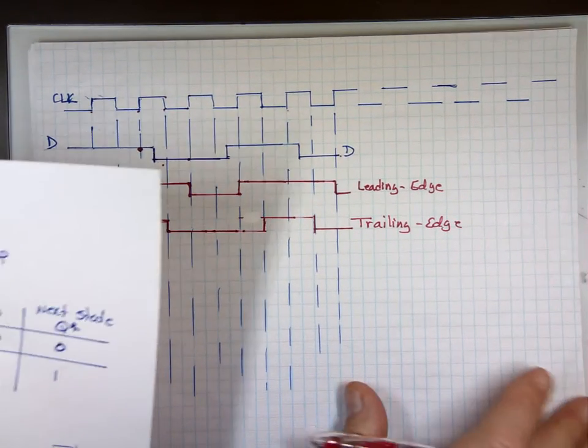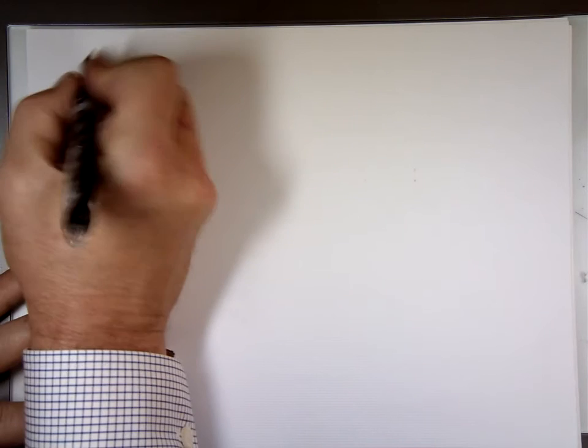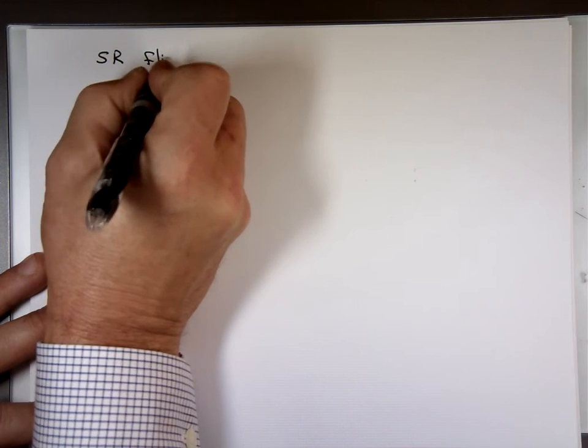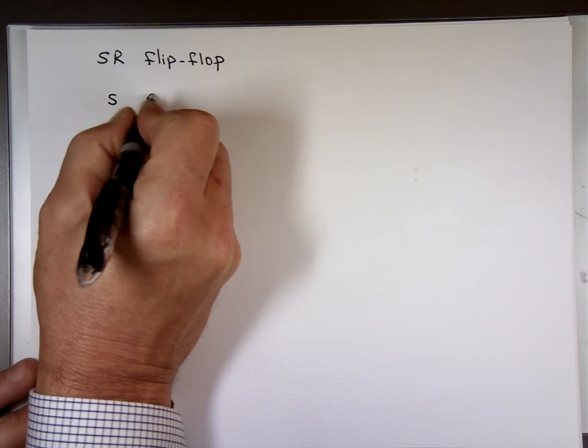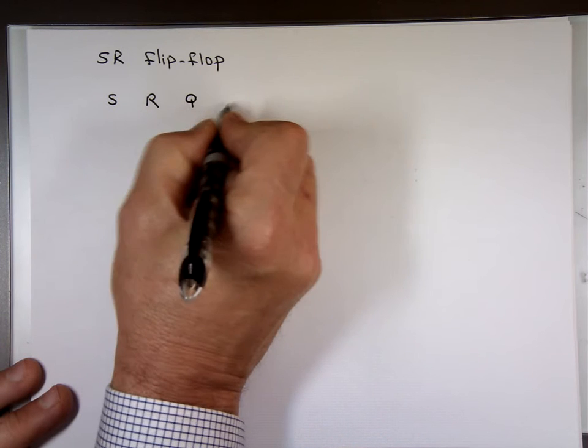So that's the D flip-flop. We also have other flip-flops on the market, SR and JK. So let's look at the SR flip-flop. The SR flip-flop has two inputs. One is called S, one is called R. Why do they call them S and R? Set, reset. From the name, set and reset. The truth table, S, R, and I'll give you the current state, Q, and what the next state is going to be.